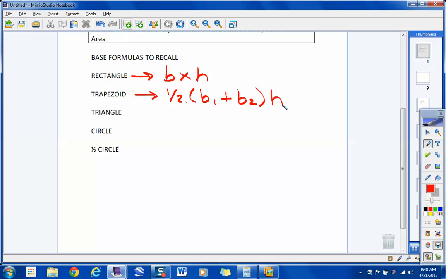All right, somebody shoot the triangle for me. Half your base times your height. So say that one more time. Half your base times your height. Okay, how about a circle? Pi r squared. Keeping in mind pi is what value? 3.14. How about half a circle?